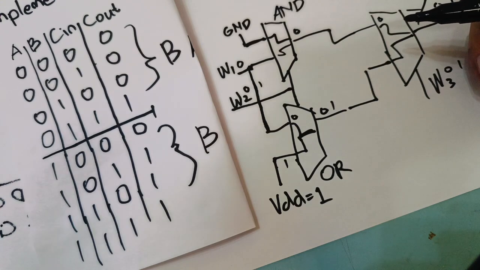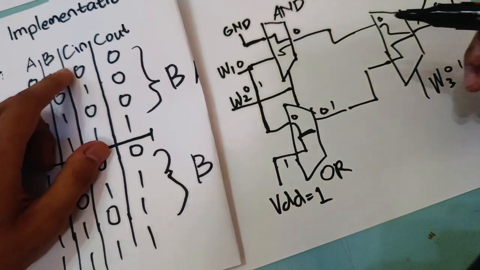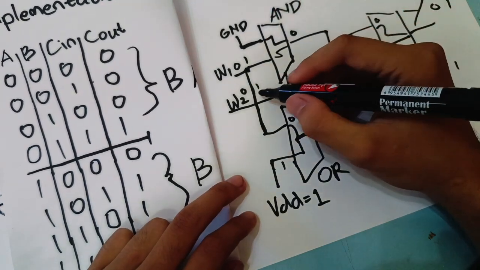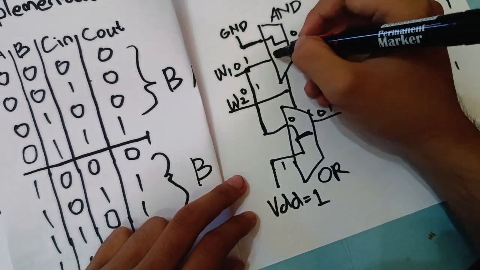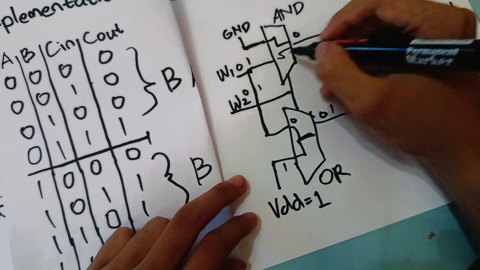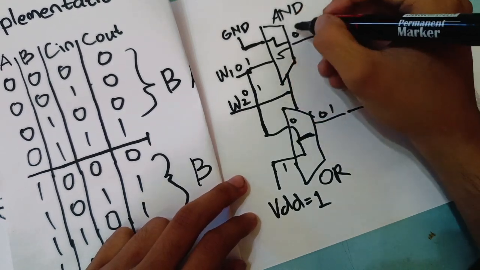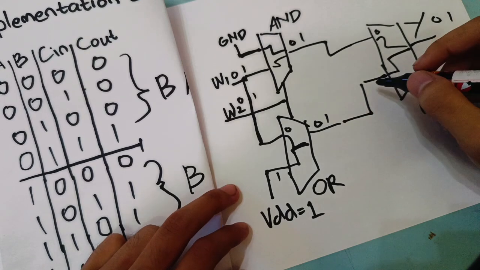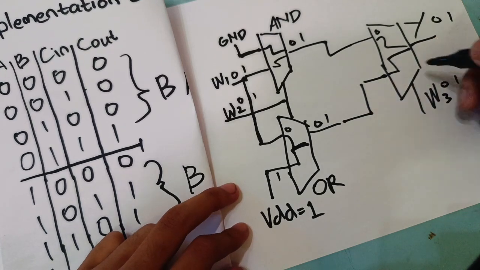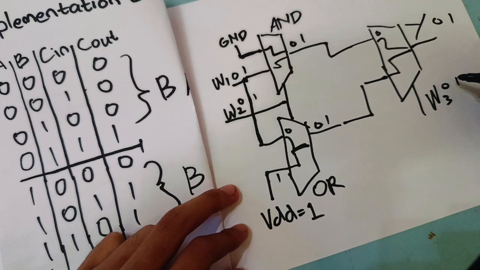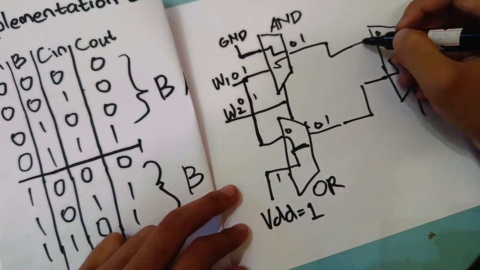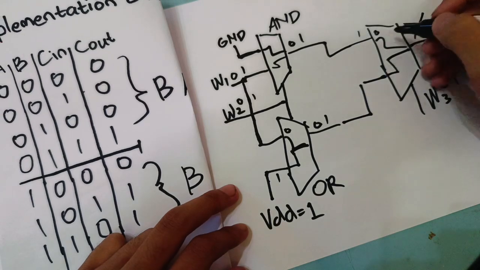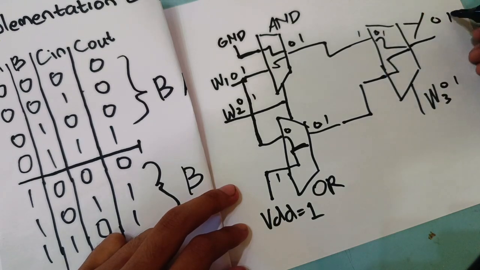And what if W1 is 1? That means Cin is 1. That means it's like this. Since W2 is 1, it will choose this input as the output. So the output of this multiplexer will be 1. And then if W3 is 0, that means this multiplexer will choose this input as the output. So since it's 1, this will be 1, and then the output will be 1 as well.